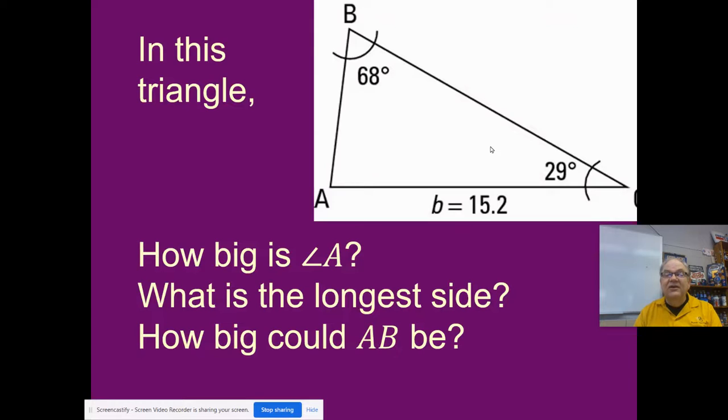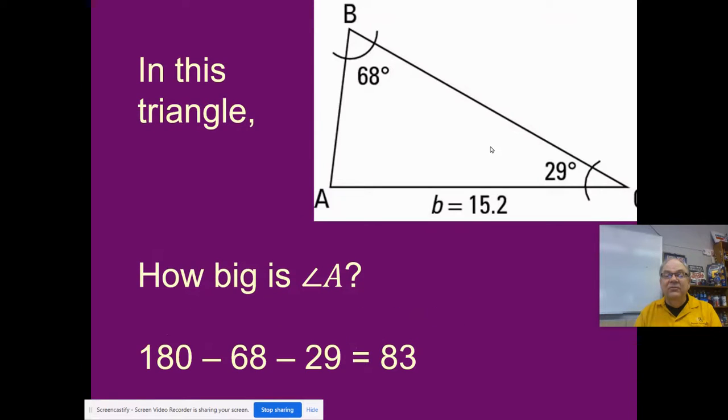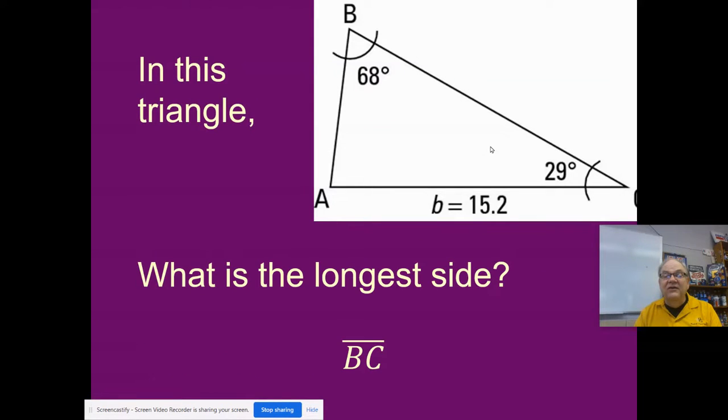Since it's 83, the longest side would be what's across from there. And that's going to end up being the one over on the right-hand side. The label got cut off, but it is BC that would be the longest side.